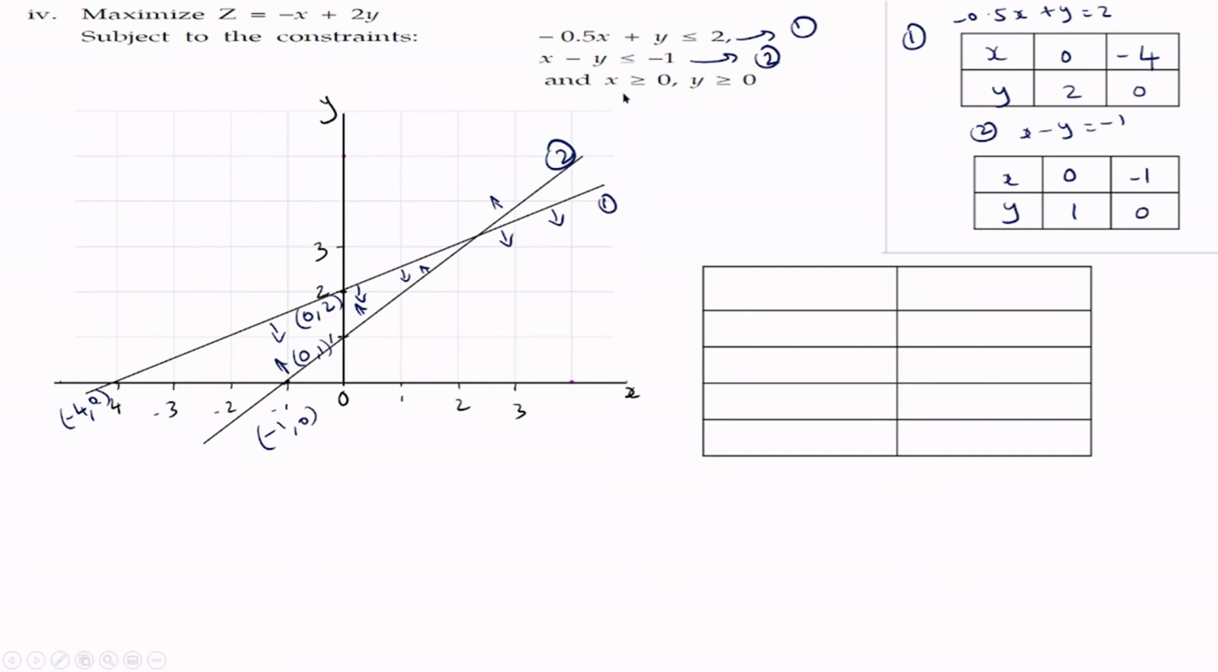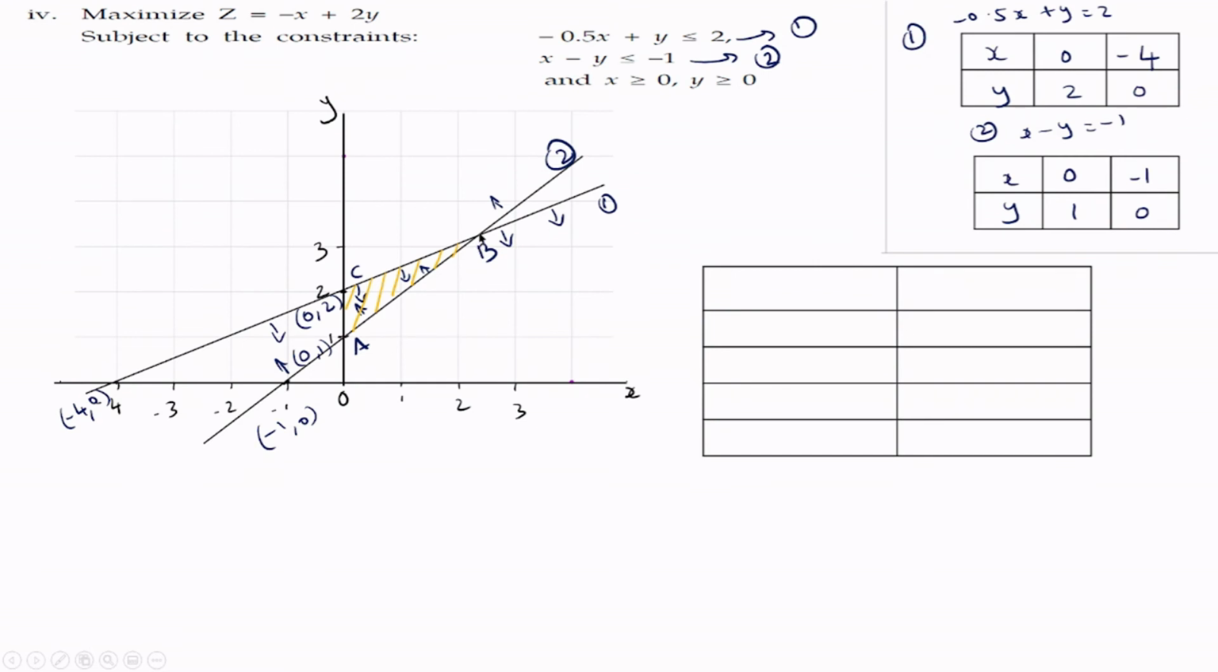And then we have the non-negative constraints. x greater than or equal to 0 and y greater than or equal to 0 refers to the first quadrant. So the feasible region, or the region which satisfies all the constraints, is this part. So this is the feasible region. Now let us mark the corner points. So this is one corner point A 0, 1 and then we have B and then the next corner point is C 0, 2. So we have these 3 corner points.